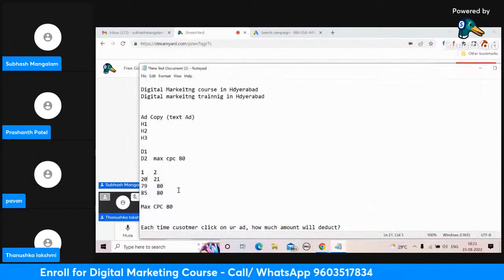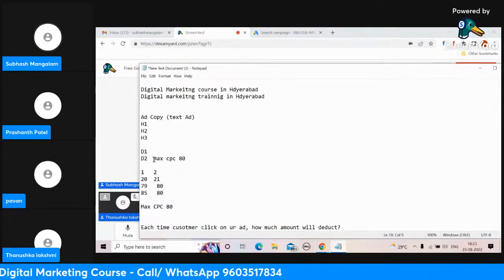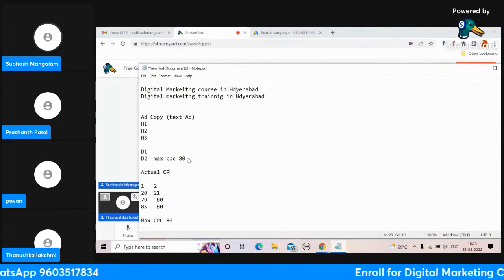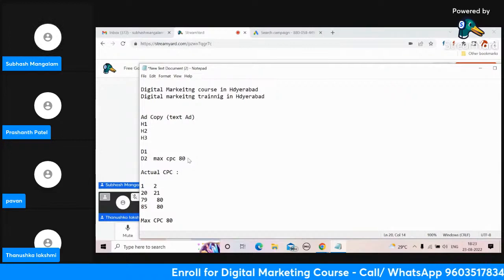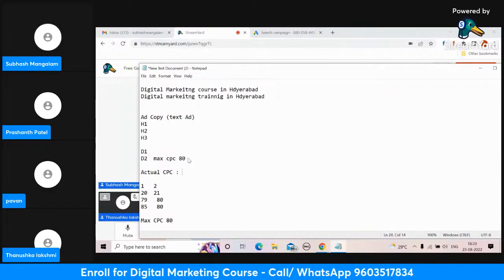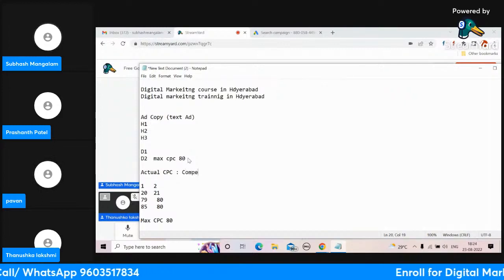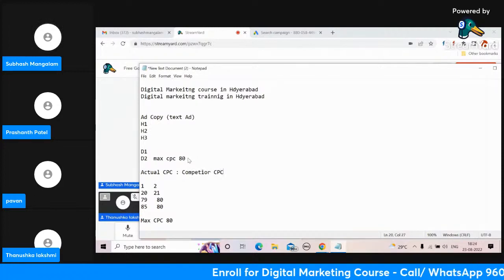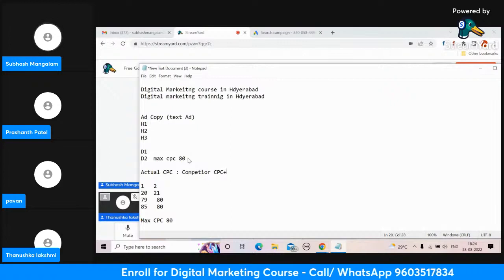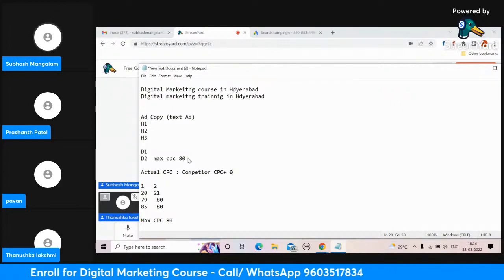I got the question wrong. The right question: if your max CPC is 80, each time a customer clicks on your ad, what is your actual CPC? How much will Google charge you? Competitor's price plus 1. That's correct. Competitor CPC plus 1. Generally, Google charges competitor CPC plus $0.01.